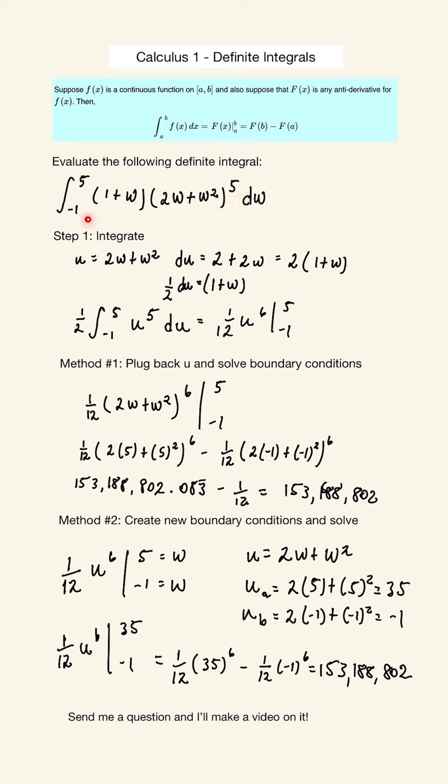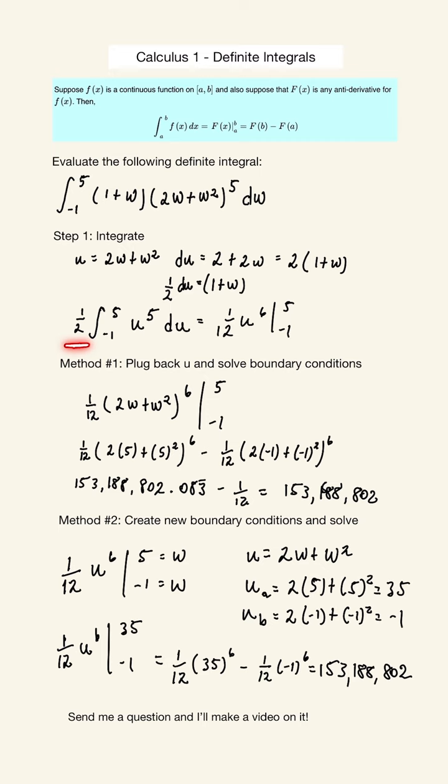So to evaluate this integral, it's very simple. We'll just use some u substitution like we've done in the past. We'll let this 2w plus w squared term be our u. And after solving for du, we'll get 1/2 du is equal to 1 plus w. And so now we have our du and u terms, and we can go ahead and back substitute those into our original integral.